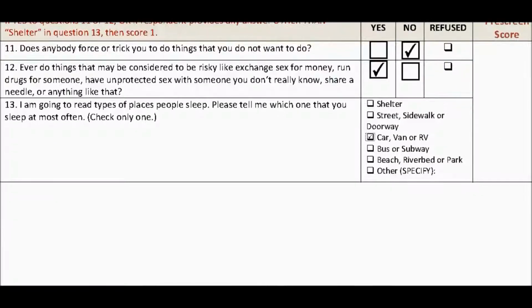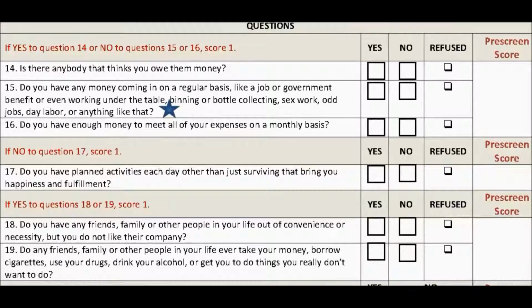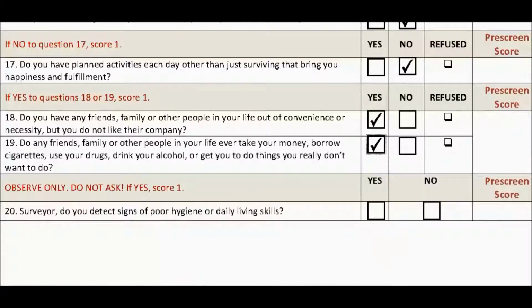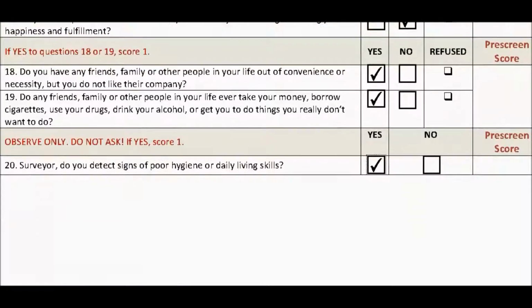Questions 14 through 20 relate to socialization and daily function. Question number 20 is the first of 4 surveyor observation questions. These questions are not to be read out loud, but should be answered to the best of your ability. Question number 20 asks, do you detect signs of poor hygiene or daily living skills? You should be looking for signs of whether the participant's clothing appear appropriate for the weather, or is the person unclean or malodorous.